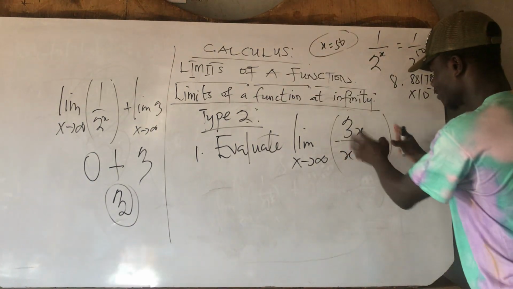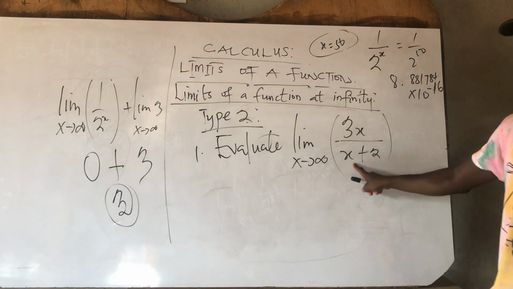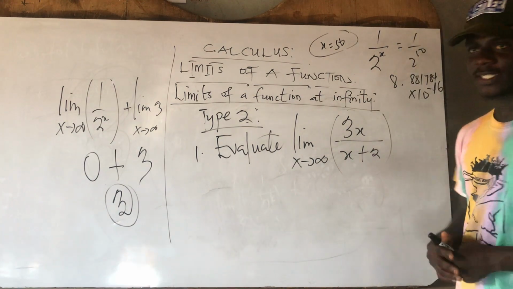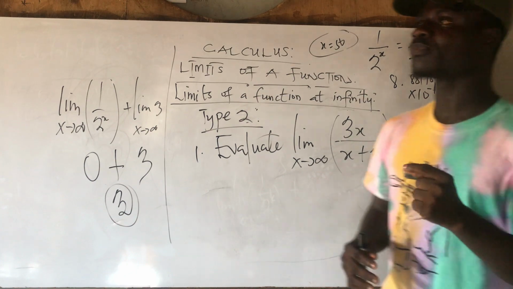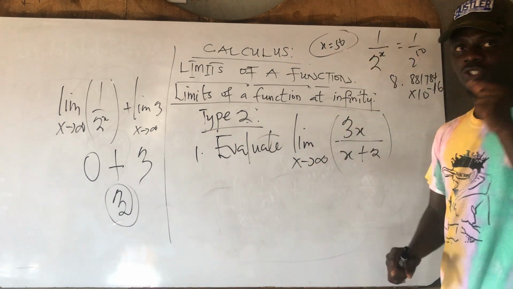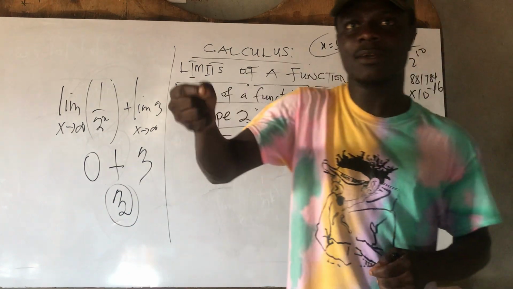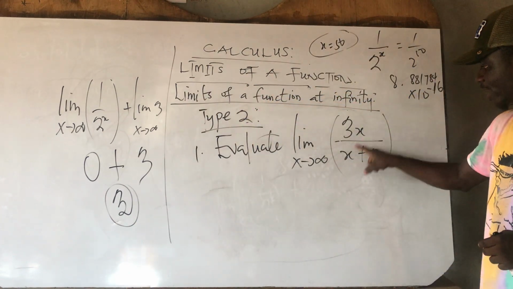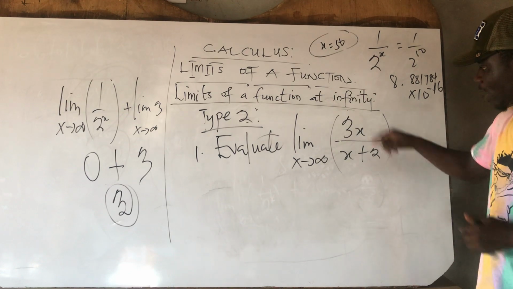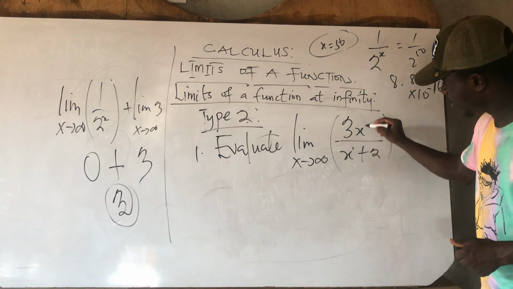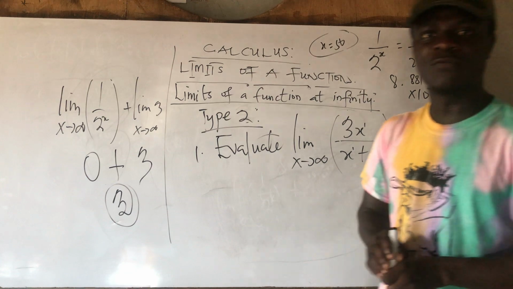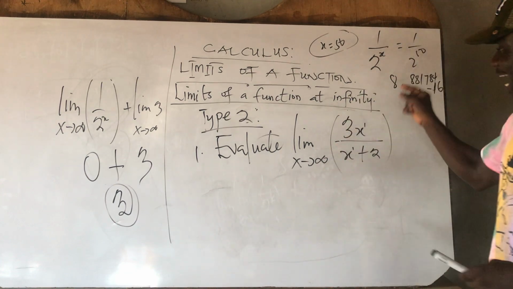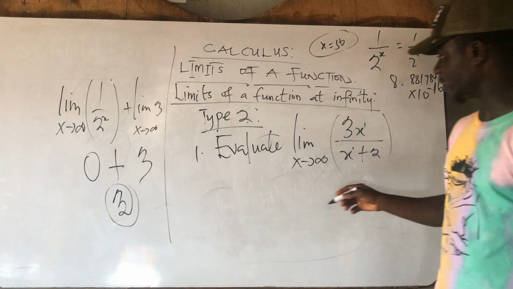So now with this, we have a variable here and another variable, in both the numerator and the denominator. How do we solve this? We check the variable with the highest power. Now we have the variable here. What was the highest power? The highest power here is 1. So now we'll divide the numerator and the denominator by the highest power.